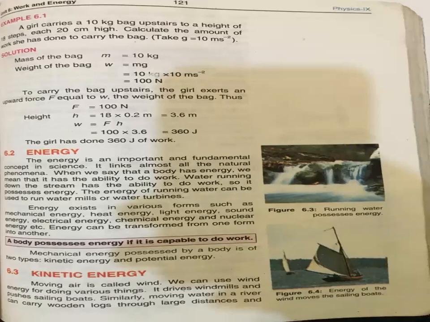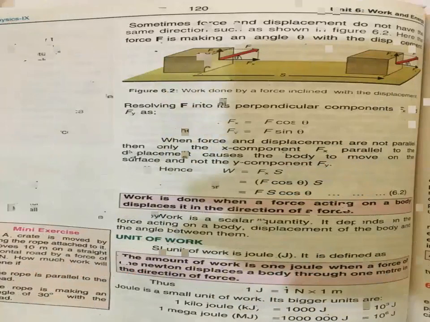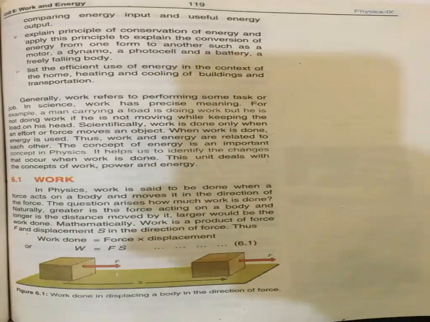I repeat all things for you. Today we discussed work. I told you, if someone is sitting at the table and is writing or reading something, we say that he is doing work. But according to the physics definition, he is not doing work. For a body to be doing work, it must move. Whenever we apply a force and the body moves in the direction of the force, then we say he or she is doing work. But if he is not moving, then according to physics he is not doing work.